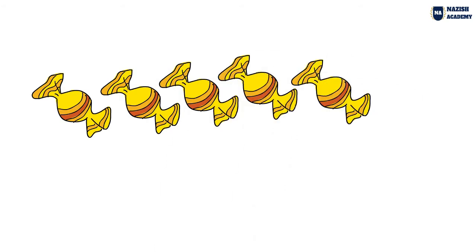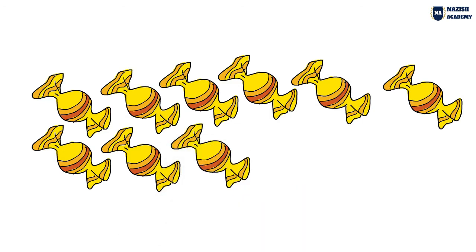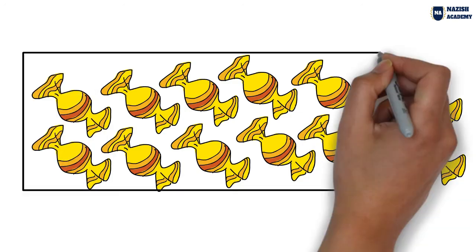1, 2, 3, 4, 5, 6, 7, 8, 9, 10, 11 and 12. 12 candies are there. We have to make a group of 10 candies.